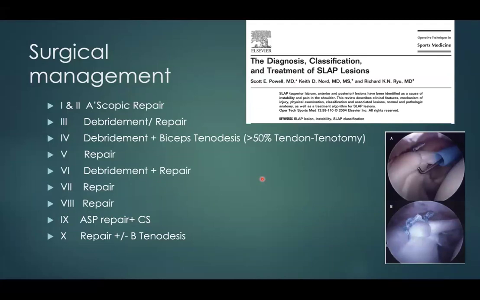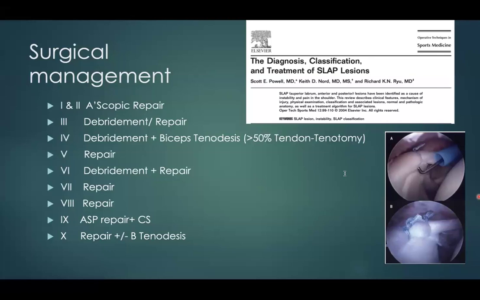In type 4, most commonly treated with debridement of the bucket handle portion of the tissue, and if the tear extending into the biceps involves greater than 50% of the diameter, biceps tenodesis or tenotomy was recommended. Type 5 repair included fixation of the biceps root as in type 2 and continuing with the anchor to incorporate the Bankart lesion. In type 6, it was best treated with debridement of the flap tear and fixation as in type 2.